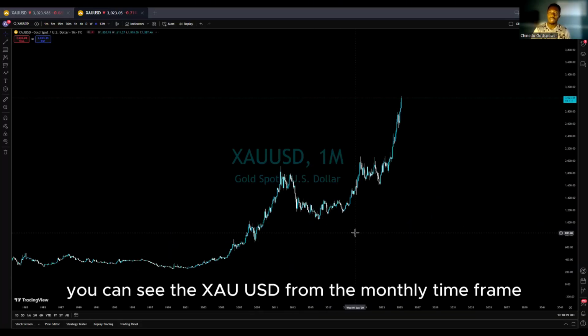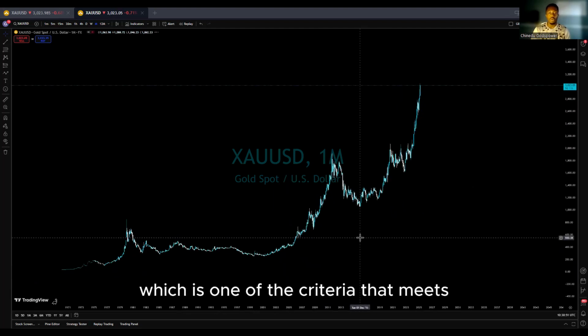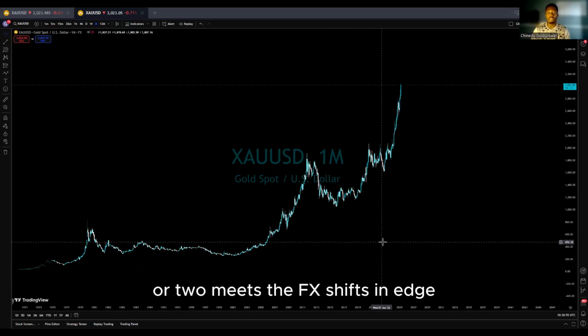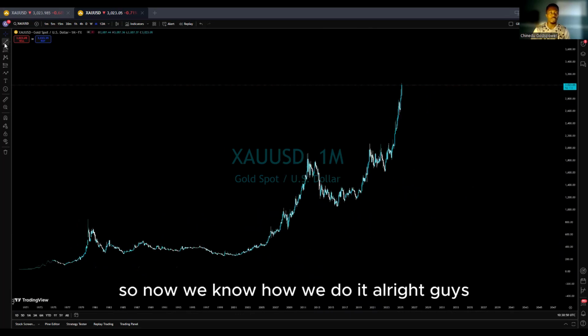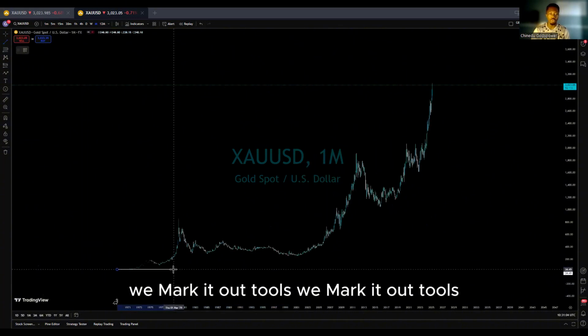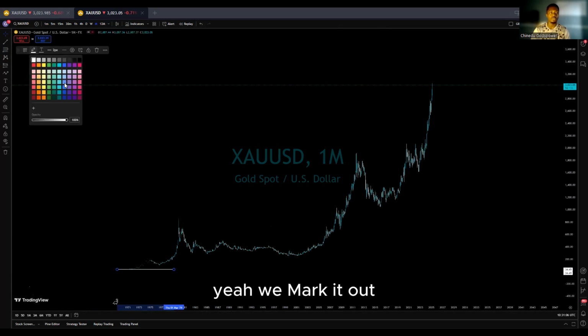So guys, you can see the XAUUSD from the monthly time frame, which is one of the criteria to meet the FX Chieftain's edge. So now we know how we do it. Right, guys, we mark out our tools.